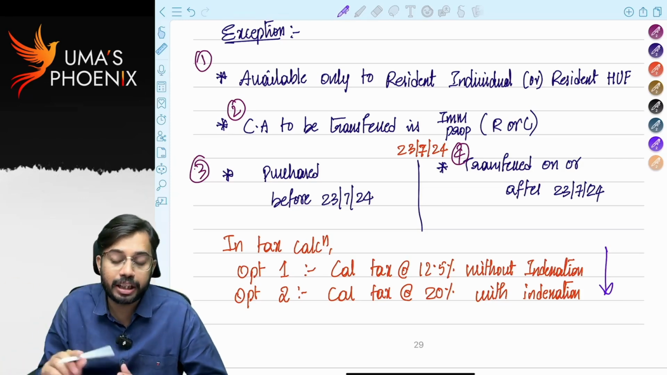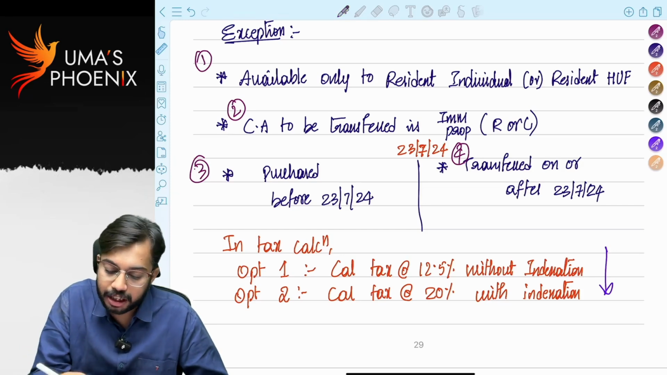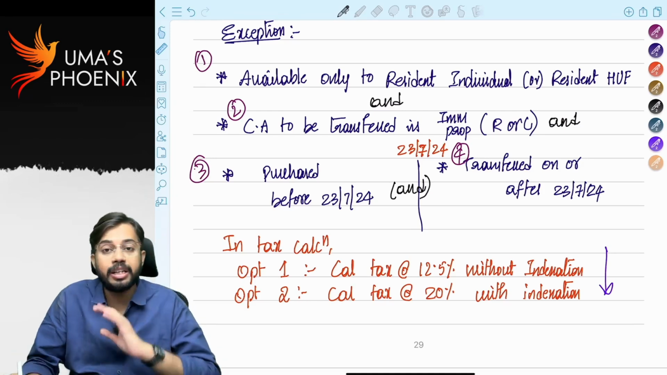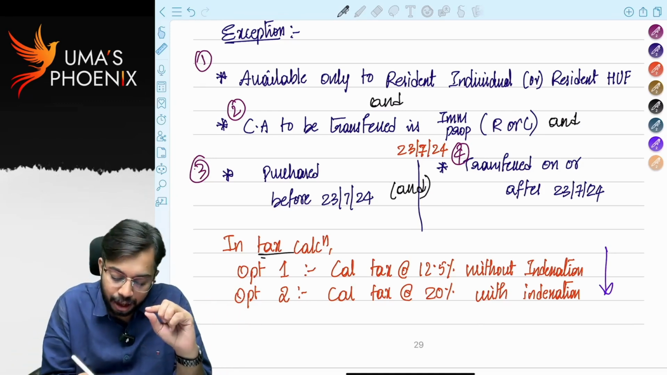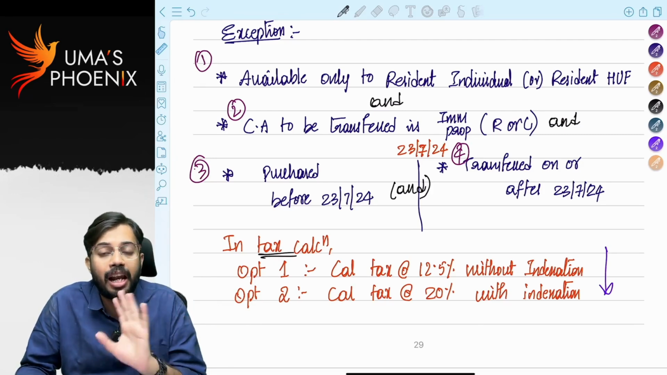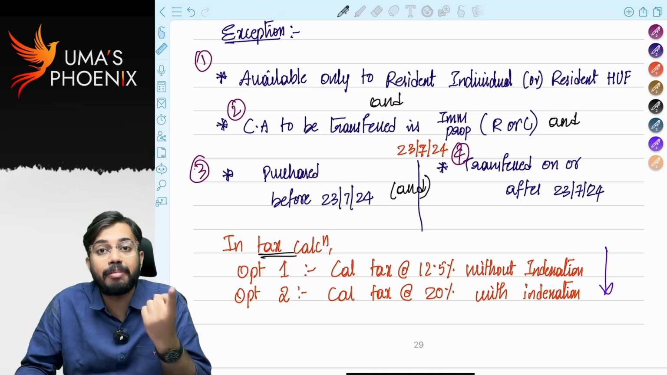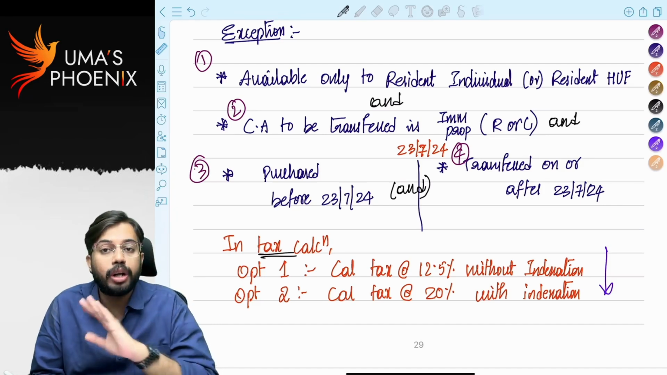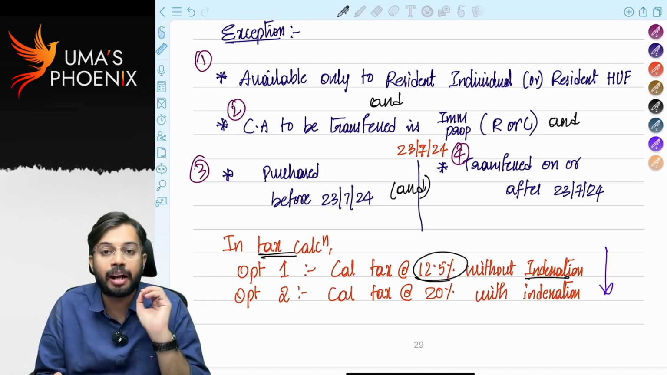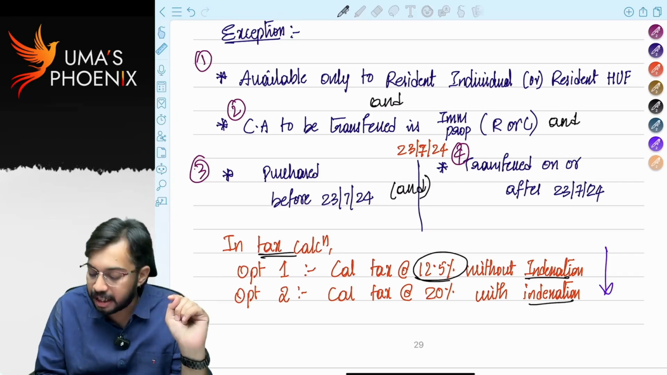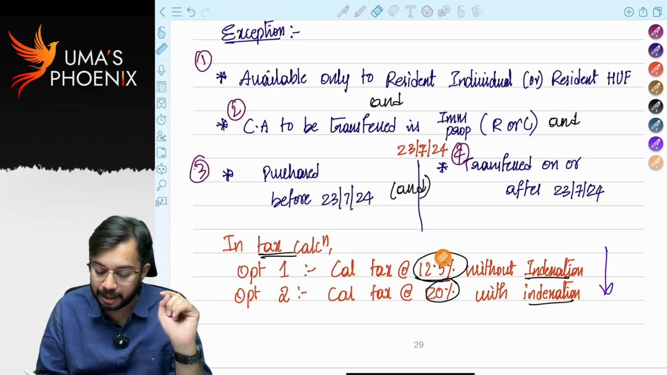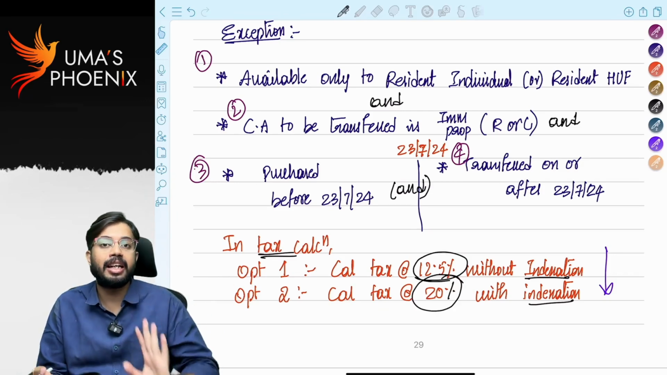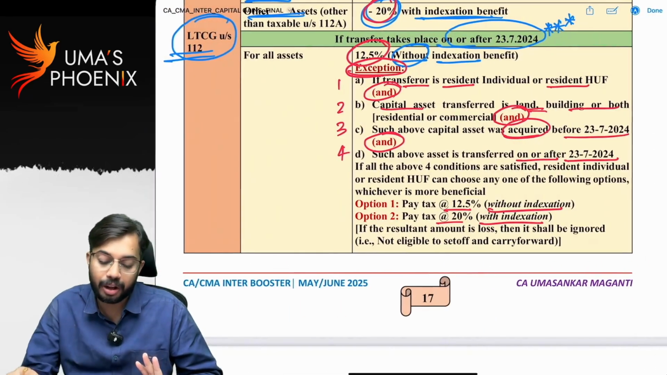If all these 4 conditions are satisfied, what is the conjunction? Conjunction is 'and', all the 4 conditions are required to be satisfied. Then the benefit is available in tax calculation, not in calculation of income. Benefit is available at the time of calculation of tax liability. So when you are calculating tax liability, option 1: don't take indexation benefit, calculate tax at the rate of 12.5%. Option 2: take indexation benefit, calculate tax at the rate of 20%. Out of these 2 options, wherever the assessee gets lower tax, that lower tax we are going to pay to the government.